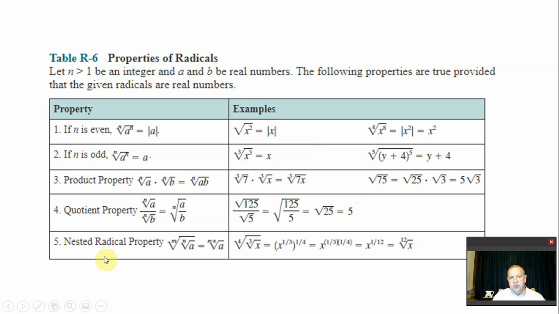I can also nest my radicals. The mth root of the nth root of a, that's just the m times nth root of a. So here I've got an example over here. The 4th root of the cube root of x, well, that's just the 12th root of x.